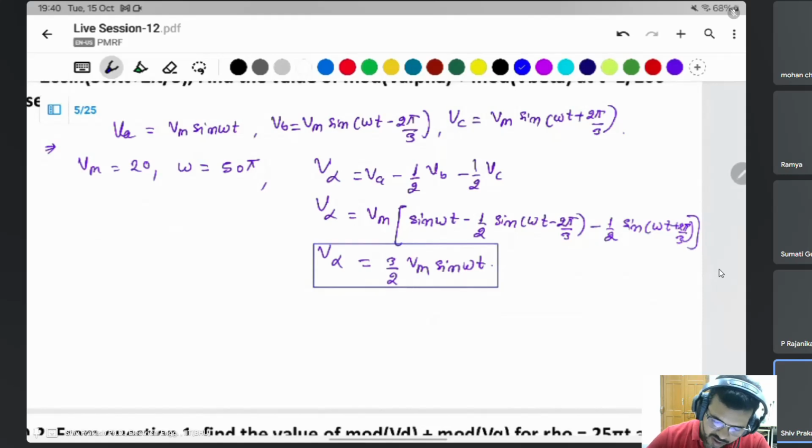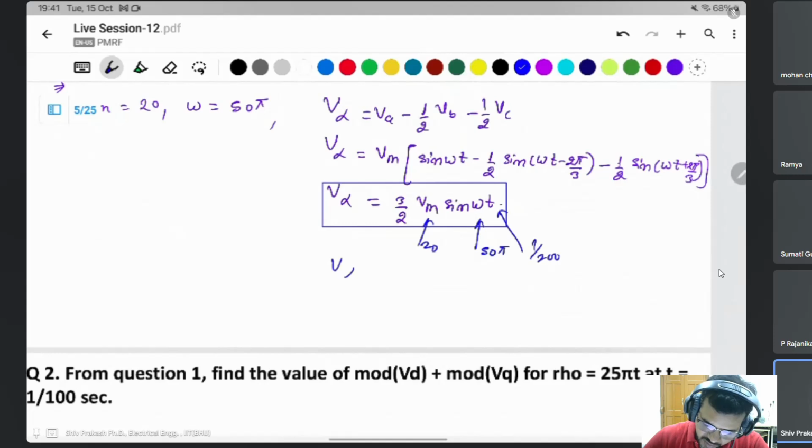Then what is the numerical value of V alpha? Required Vm. Vm is 20. Omega, with 50 hertz, will be 50 pi. Then what is t? t is given as 1 by 200.